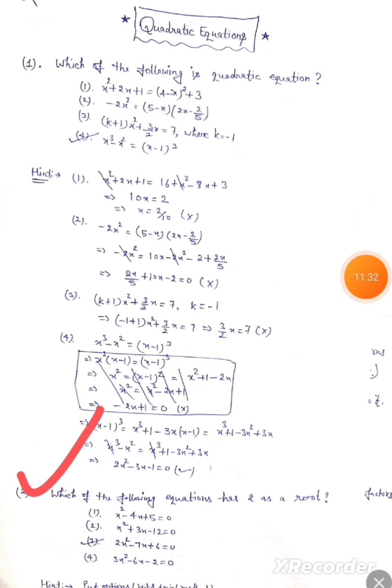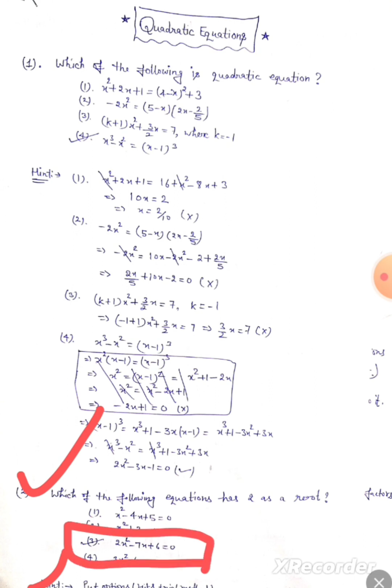In the second question, you have to find which of the following equations has 2 as a root. If some value is a root of that equation, then if we put this value in the equation, it satisfies the equation, meaning the equation equates to 0. You can easily put the value of x here as 2. If 2 satisfies that equation, that is your answer.